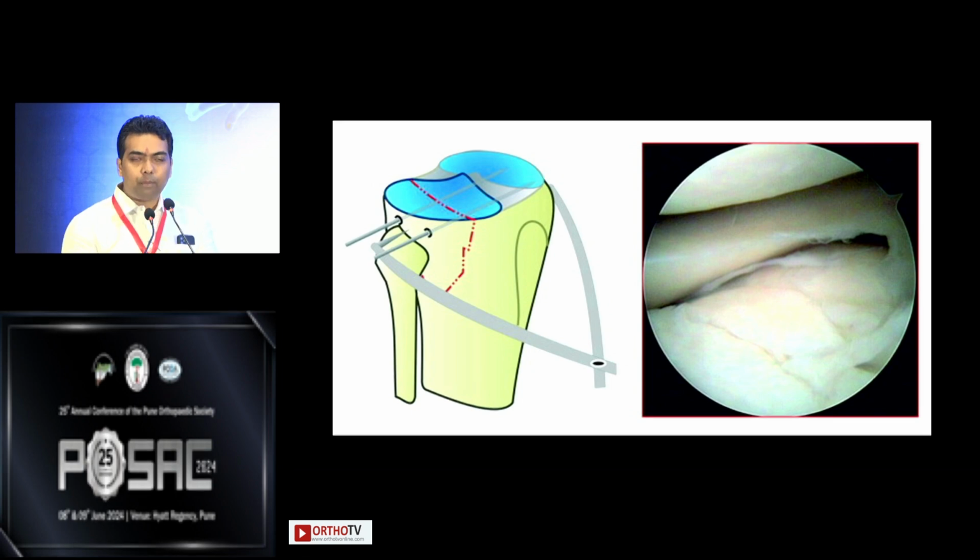Preloading the clamp, assessing it arthroscopically, dialing the reduction, then compressing and fixing it with the screw. This is the simplest type of split fracture.